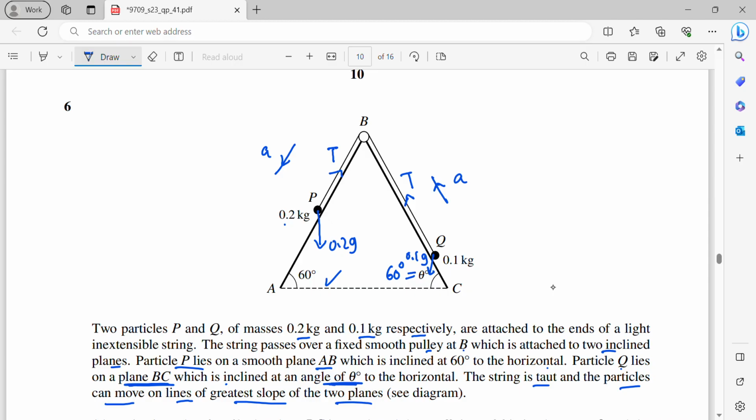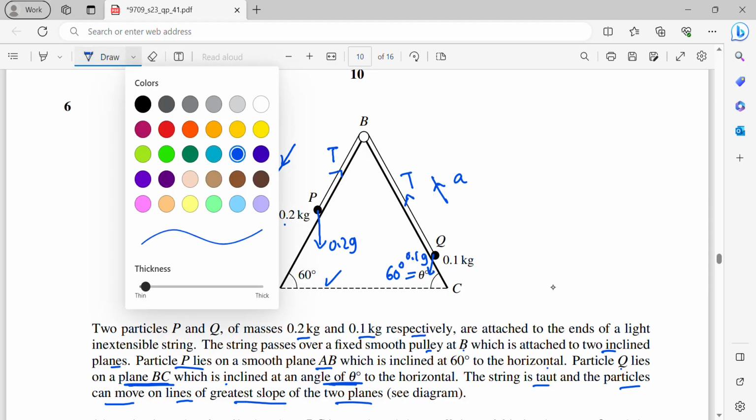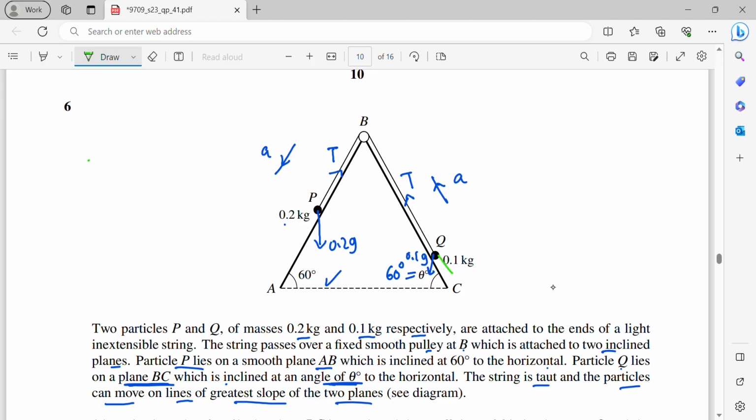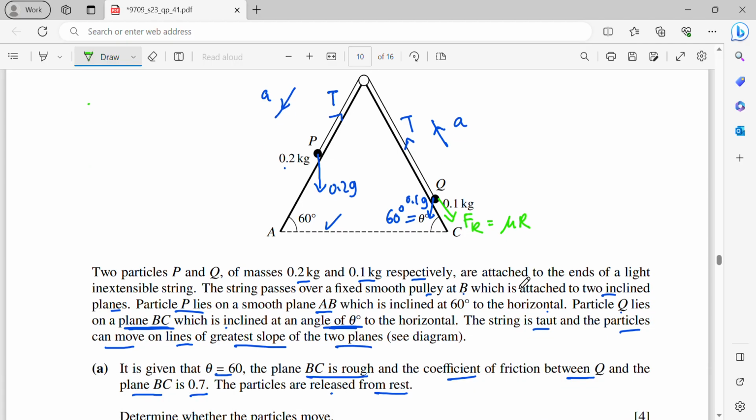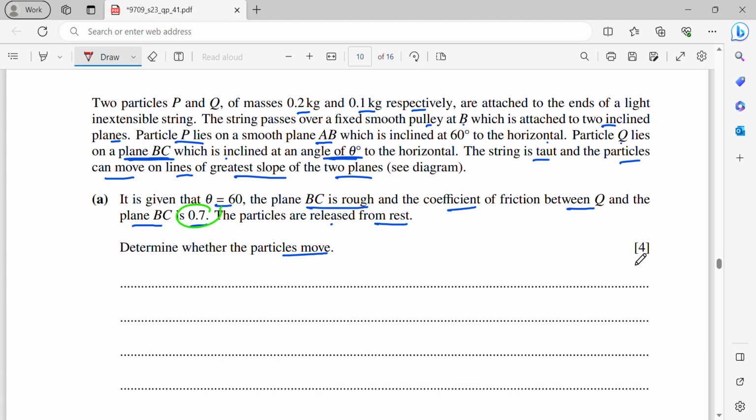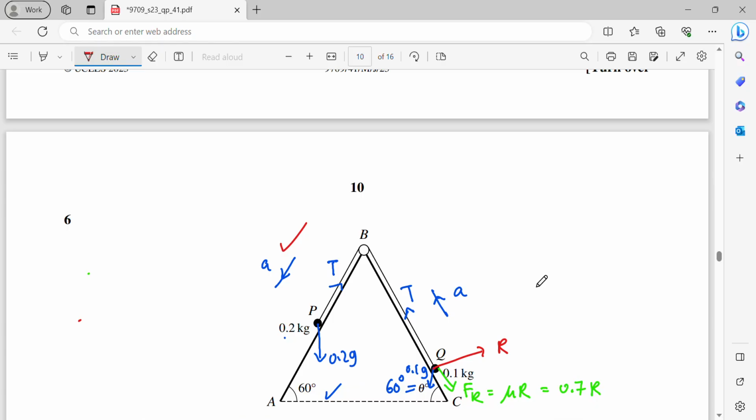Since I expect Q is moving up, the frictional force will be pointing downwards. This is the Fr. Fr is mu R, and the coefficient of friction is given as 0.7, so Fr is going to be 0.7 R. Then where is my R? My R is the normal force, which is here. Okay, so now this is my diagram. Determine whether the particles move. So you need to find what A is. If you can get an A value, that means the particles are moving. If A equals 0, that means the particles are not moving.